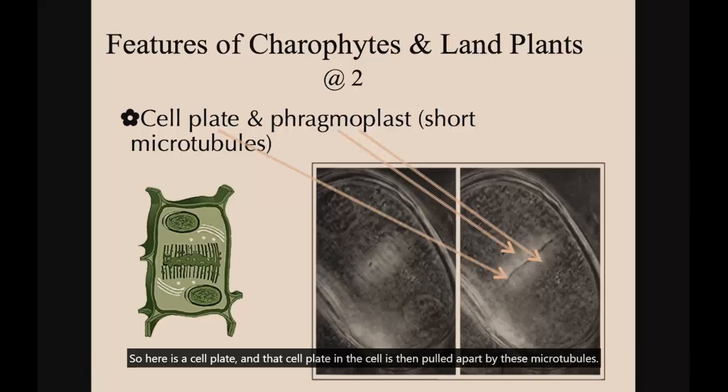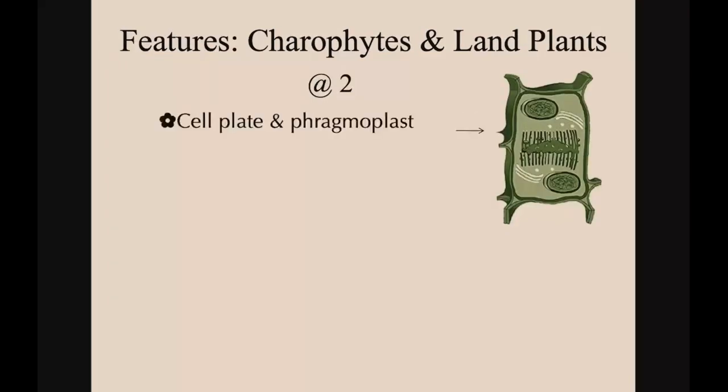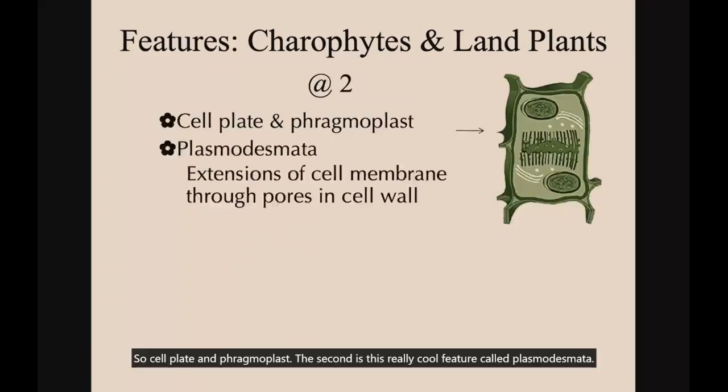So here is a cell plate, and that cell plate in the cell is then pulled apart by these microtubules. And the microtubules are called the phragmoplast. So that's how cell division occurs in the streptophytes. So cell plate and phragmoplast. The second is this really cool feature called plasmodesmata. And these are simply extensions from cell to cell to cell.